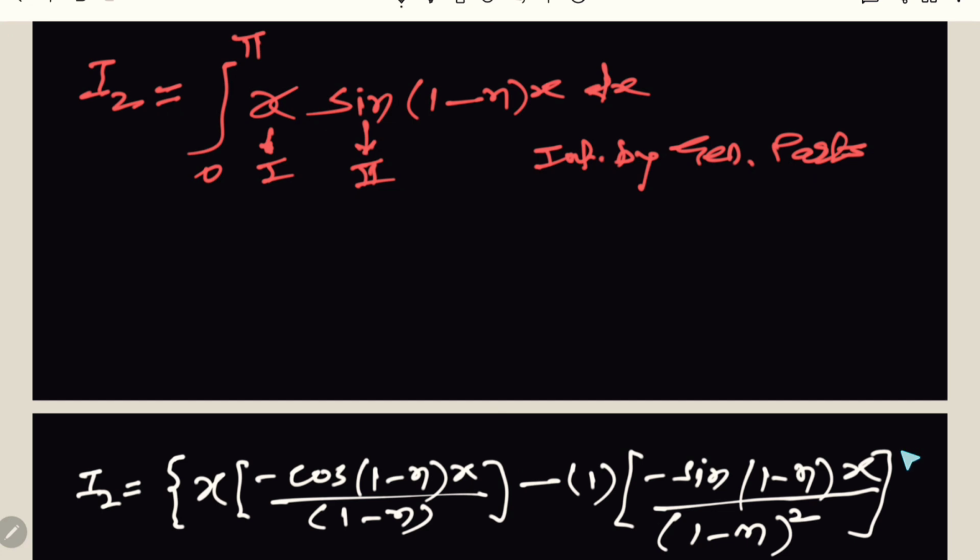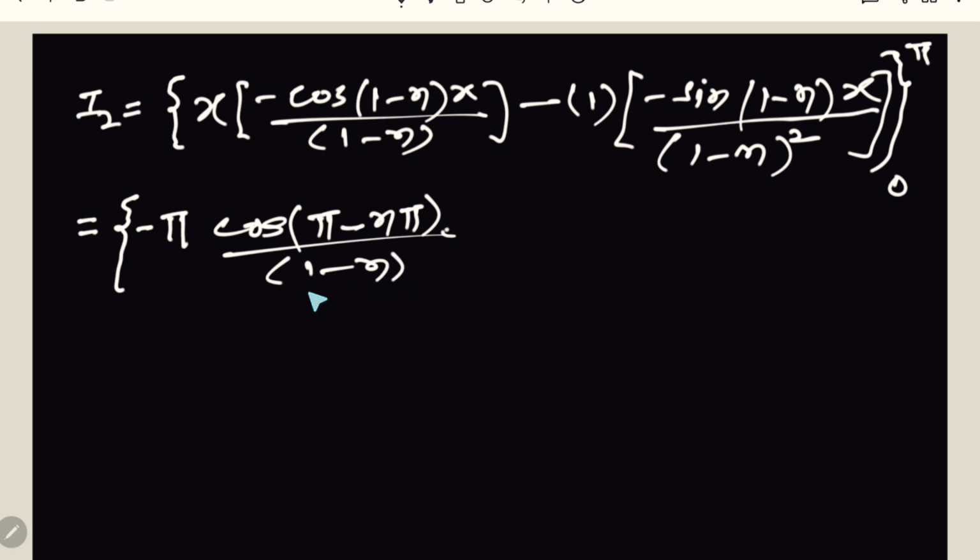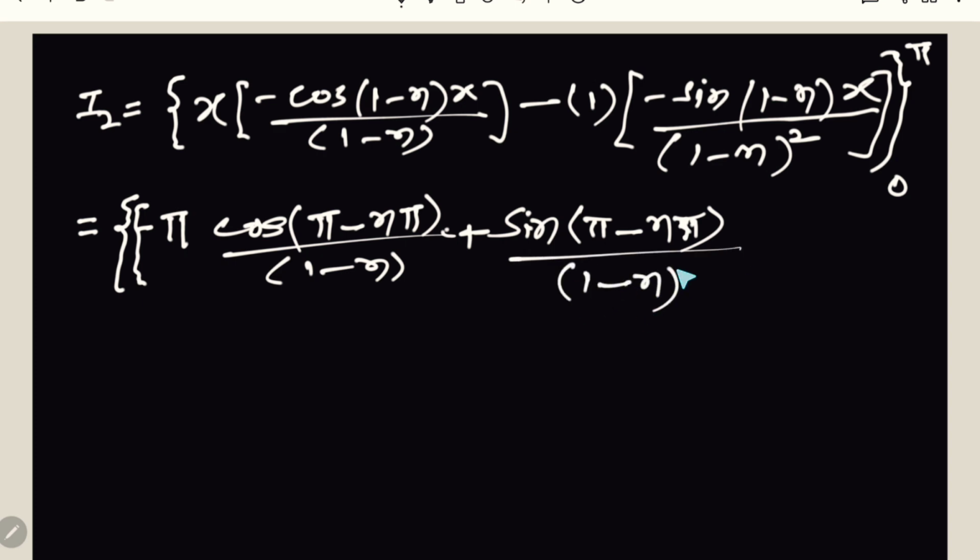Limit from 0 to pi. Substituting the upper limit, we have minus pi cos of pi minus n pi whole divided by 1 minus n, and minus minus it becomes plus sine of pi minus n pi upon 1 minus n whole square, and once again using the upper results written in green color.